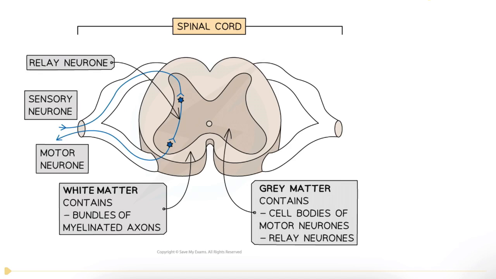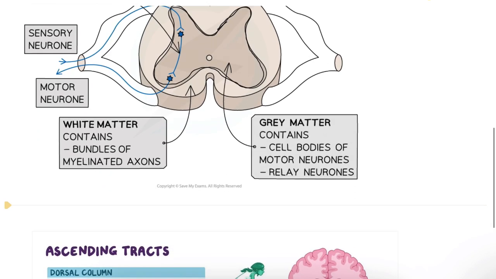In this cross section of the spinal cord, first of all I am focusing on gray matter. Gray matter means this gray colored part, inside this butterfly shape. In this gray matter, it will be H shaped. Here we mostly see cell bodies of motor neurons and relay neurons.